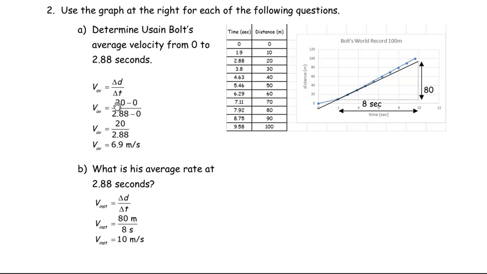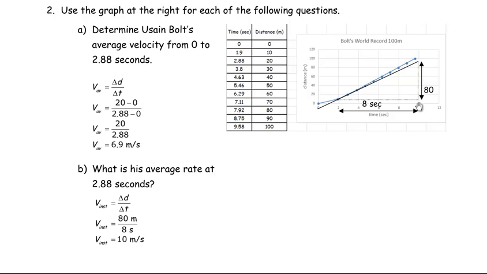So really dividing 20 by 2.88, so the average velocity is 6.9 meters per second. In B, it says, what is his average rate at 2.88 seconds? So at a point in time, we're looking for an instantaneous rate. So the 2.88 is right there. So I've drawn a tangent line to touch the graph just at that point right there. And I've drawn a triangle around it, a rate triangle like this.